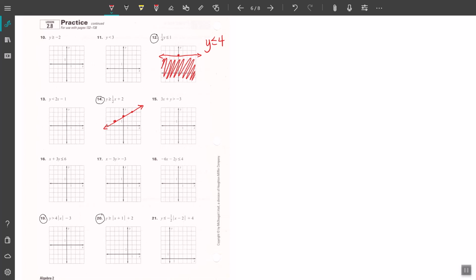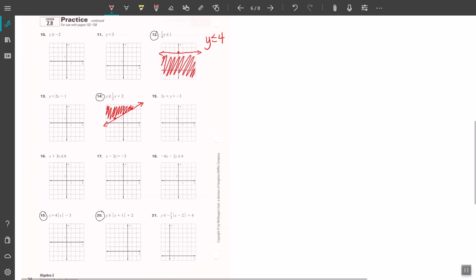Now it's solid because our inequality symbol says that y can equal this graphed line. It also says y can be greater than. So then we would come back in after graphing and we would shade above, because the y's that are greater than this line are going to be above on the graph.